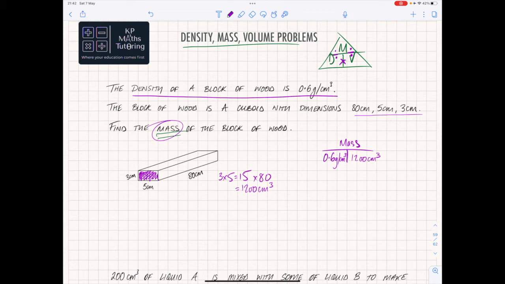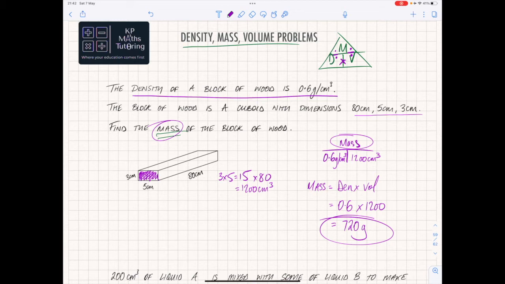From here, what I'm being asked to find is the mass. In order to find mass, if I cover up mass on my formula triangle, I do density times volume. So mass is equal to density times volume. In this case, the density is 0.6 times 1200. So you're basically trying to find 60% of 1200, and if I do that, I end up with 720 grams. That would be my answer for this: the mass of the block of wood is 720 grams.